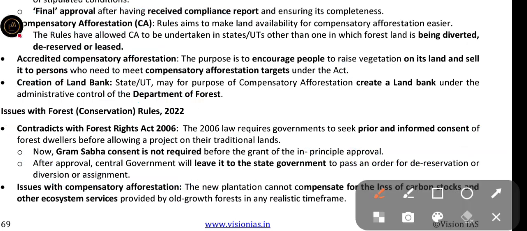Okay, and accredited compensatory afforestation: the purpose is to encourage people to raise vegetation on their land and sell it to the persons who need to meet compensatory afforestation targets under the Act. Creation of land bank: a state or union territory may, for the purpose of compensatory afforestation, create a land bank under the administrative control of the Department of Forest.